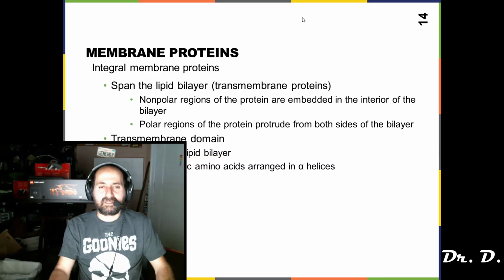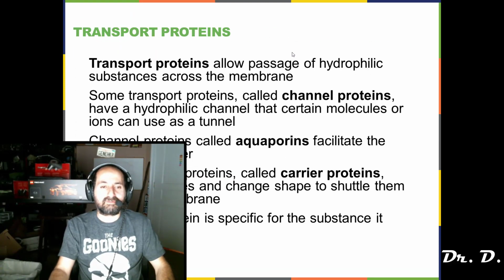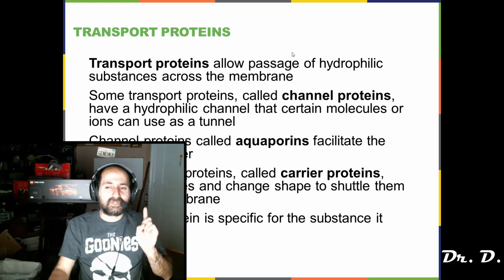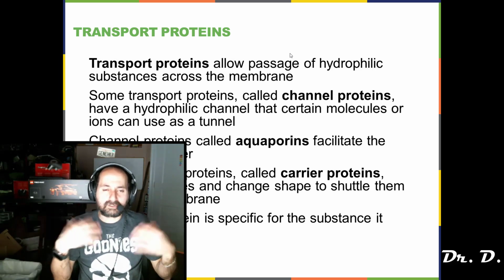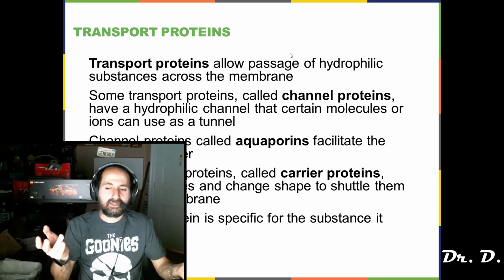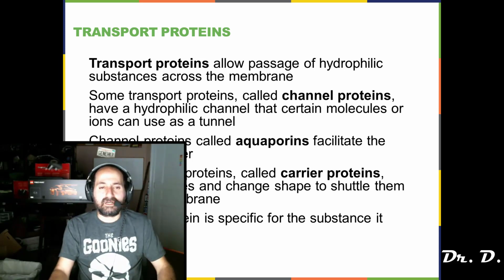So you see, only nonpolar small molecules can cross the membrane. But what if the cell wants glucose? What if the cell wants water to come in? What if the cell wants sugars to come in or sodium to come in? Then what? Well, in that case, you're going to need transport proteins. That's why we have transport proteins.